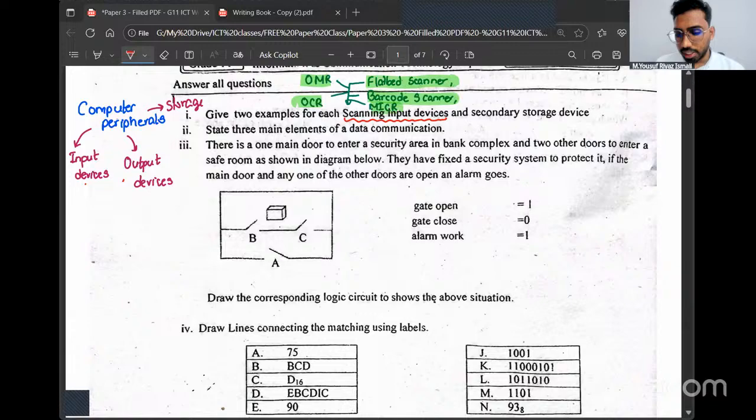I wrote barcode reader and just a scanner. Just a scanner, no marks. So you mention what scanner. By the way, all scanners are input. I put barcode reader as a full form. Full form for OCR, optical character recognition.